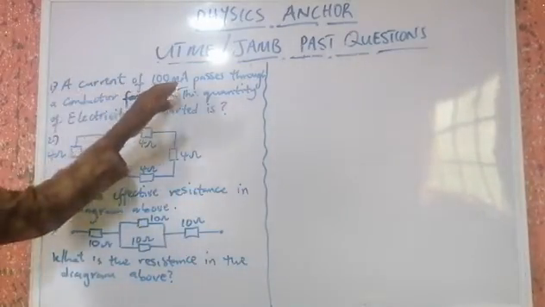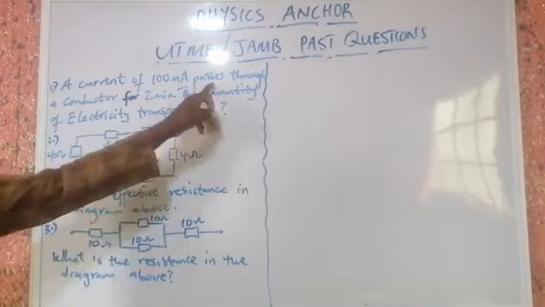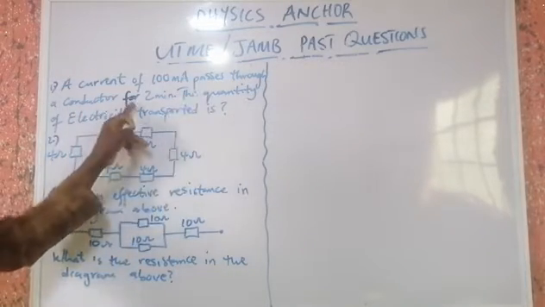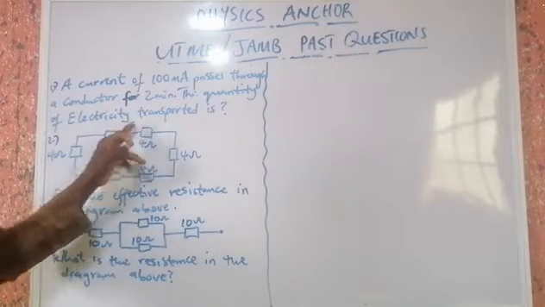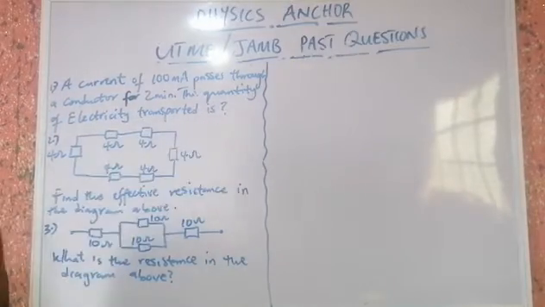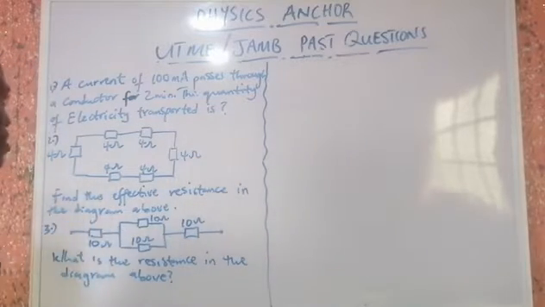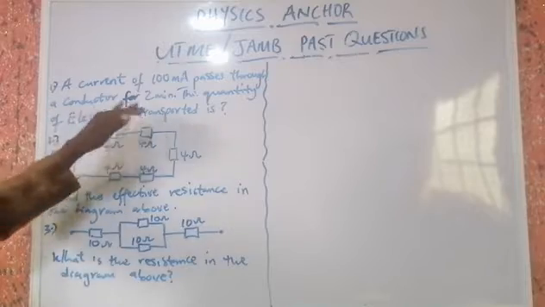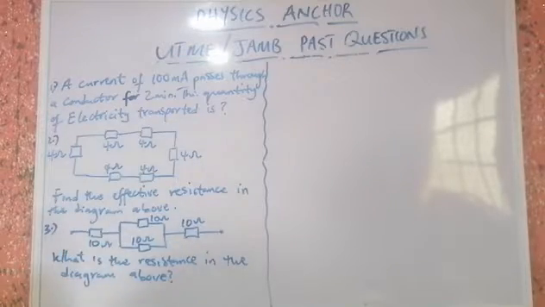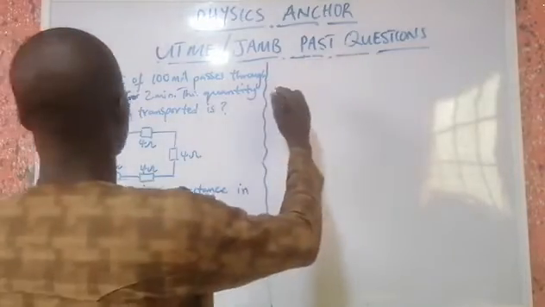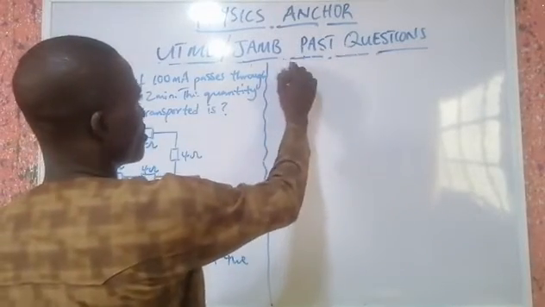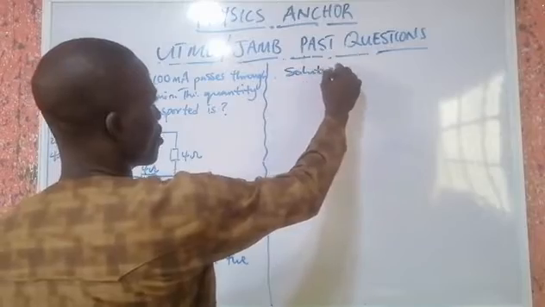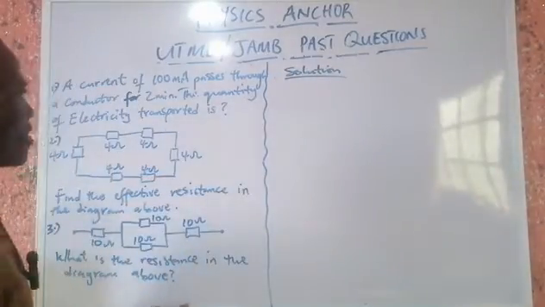A current of 100 milliampere passes through a conductor for 2 minutes. The quantity of electricity transported is dash. So in other words, they want us to find the quantity of electricity that must have passed through this conductor for 2 minutes. So we have the current being given. Okay, so let's work according to our culture. Let's list out the parameters given.